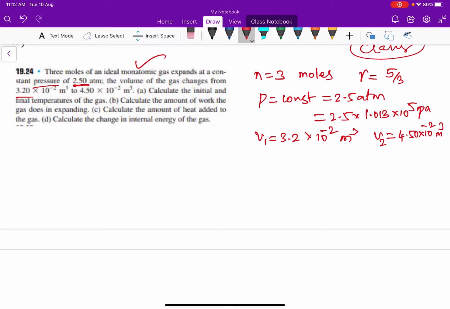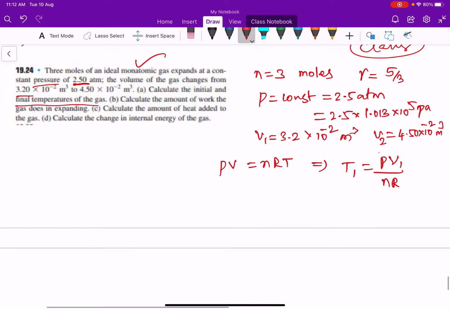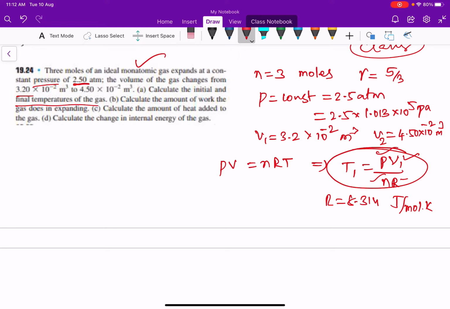Calculate the initial and final temperatures of the gas. We know PV equals nRT. So the initial temperature T1 equals PV1 by nR. The P value is known, V1 is given, n equals 3, and R is the gas constant we know as 8.314 joules per mole per Kelvin. By substituting, you will get the answer for T1.